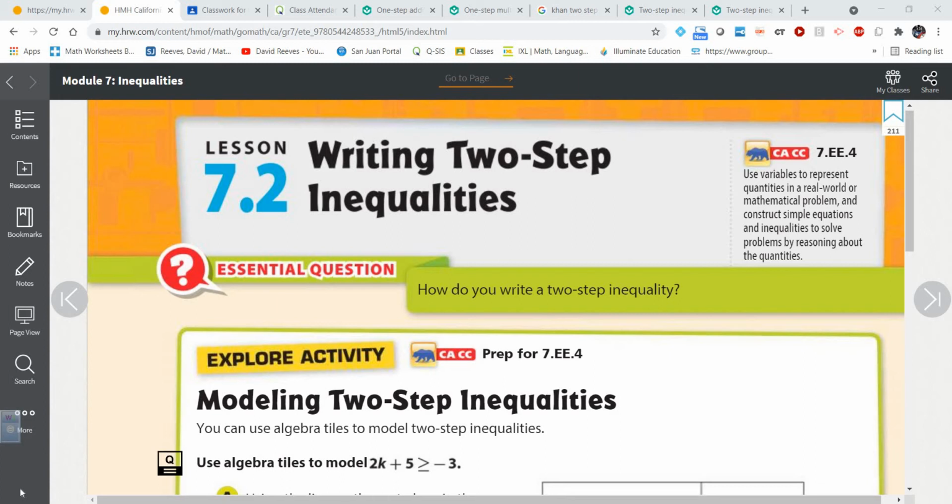And in this video, we're going to be doing some practice problems from lesson 7.2 on writing two-step inequalities and lesson 7.3 on solving two-step inequalities.